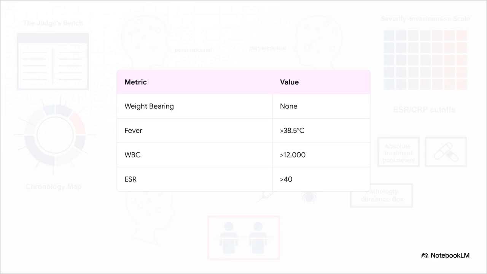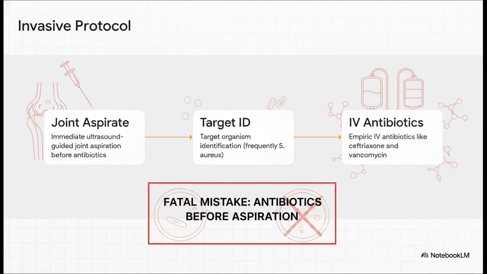If you have a child who is completely non-weight-bearing, rocking a fever over 38.5 Celsius, a peripheral white blood cell count over 12,000, and an ESR over 40, boom, that is 4 positive metrics. A score like that absolutely demands an invasive response. You do not watch and wait when the matrix lights up like that. Notice the strict sequence of this protocol. Step 1, immediate ultrasound-guided joint aspiration. Step 2, target organism identification, which is frequently Staph aureus.